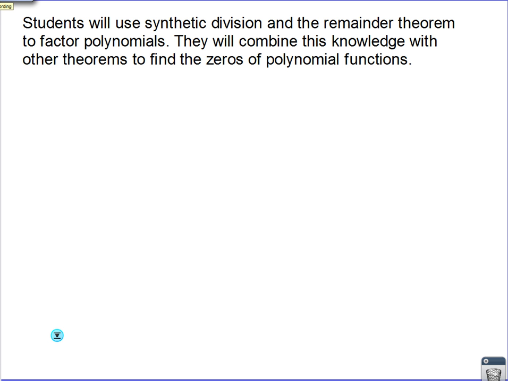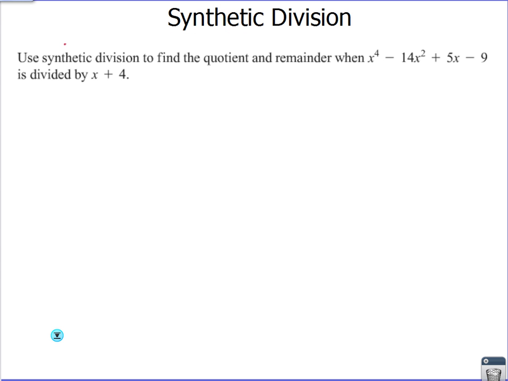Here we go. Next section. Students will use synthetic division or remainder theorem to factor polynomials, and they will combine this knowledge with other theorems to find the zeros of polynomial functions. This is going to be a good chunk of the rest of the chapter. And what we're doing here, we're going to introduce it. We're going to do the first part of it, just to let you know. But what we're doing on these problems, you will use the rest of the chapter. I'm going to go ahead and introduce them so you can start with this section of homework.